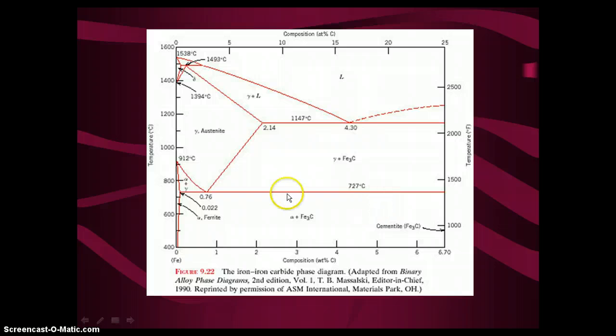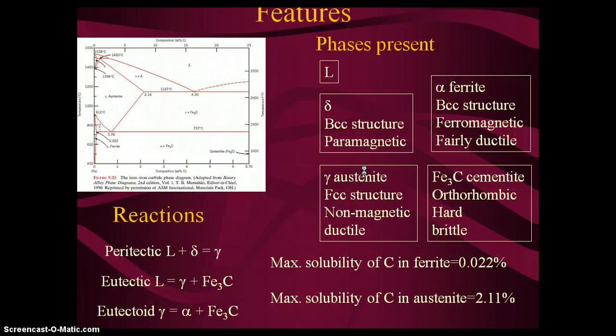There are so many structures, and this is the A E Z line. Above the line is the liquidus state, and below this line is the solidus state. The total representation of this diagram is called the iron carbide equilibrium diagram.